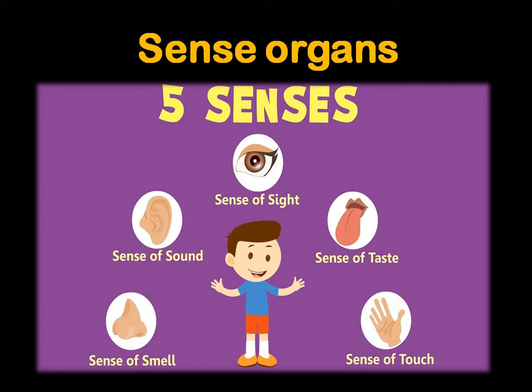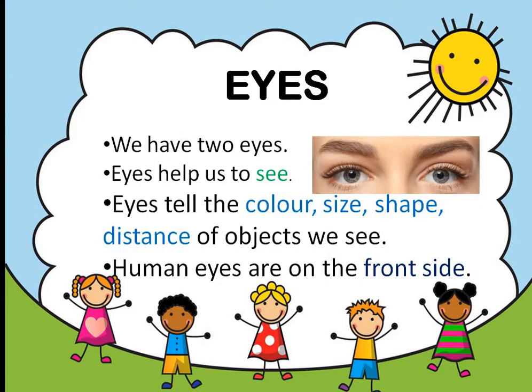And eyes help in the sense of sight, ears help in the sense of sound, nose helps to smell, tongue helps to taste, and your skin helps you to touch the different surfaces. Coming to the first point, that is eyes. We have 2 eyes. Eyes help us to see. Eyes also tell us the color, size, shape and distance of the objects we see. Distance means how near or far the object is.